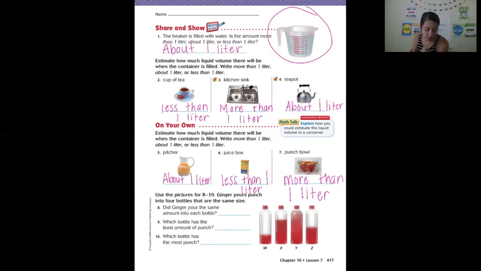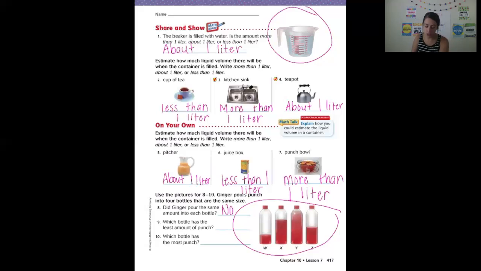So now let's come down to the bottom. It says, use the pictures 8 through 10. Ginger pours punch into 4 bottles that are the same size. Did Ginger pour the same amount into each bottle? Let's look at these bottles. Do they all have the same amount? Is their volume going to be the same? No. She did not pour the same amount.